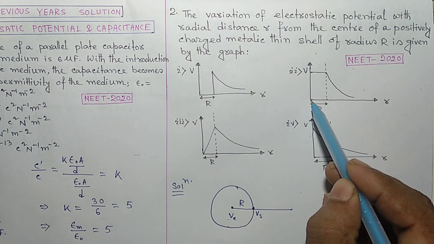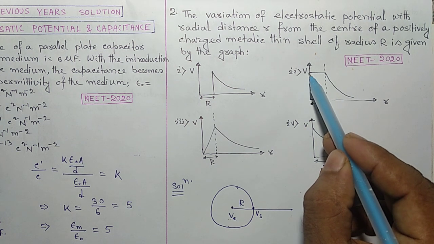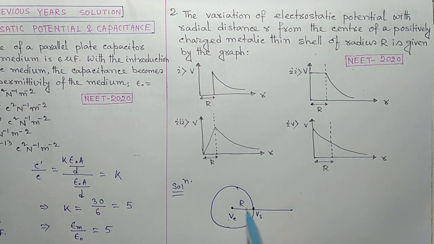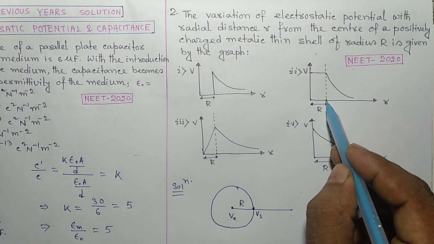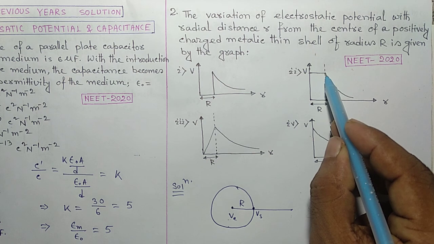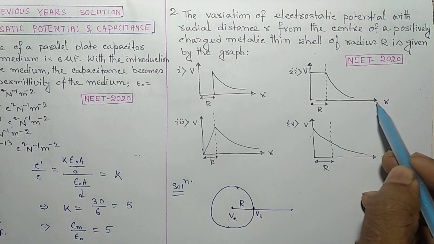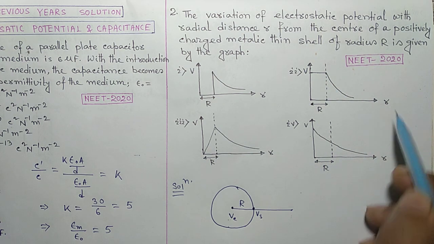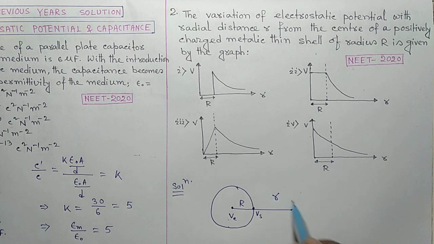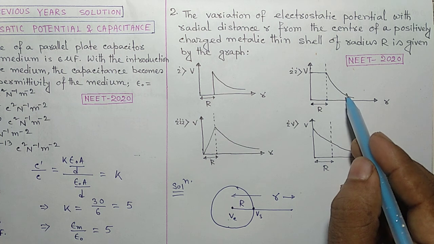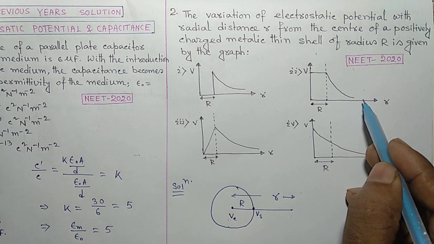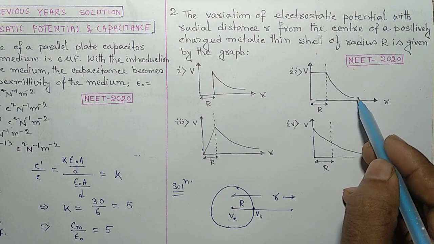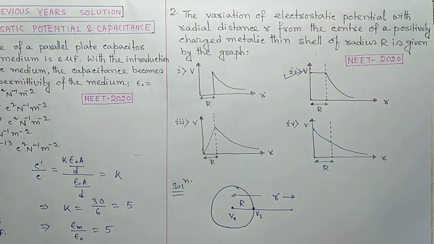At the center point, potential is V, and at r distance, r is the radius, that is the surface. So at the surface it is also V. Now with further increase of r, the potential again decreases. So option 2 is the right answer here.